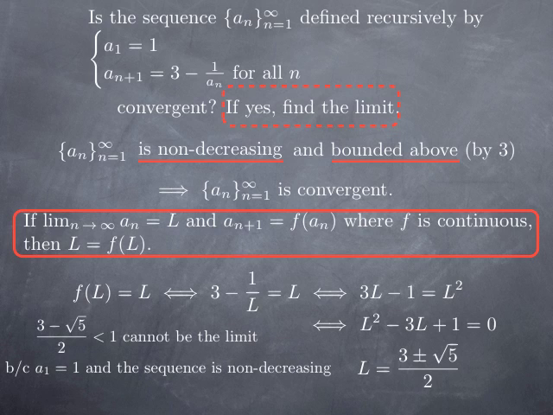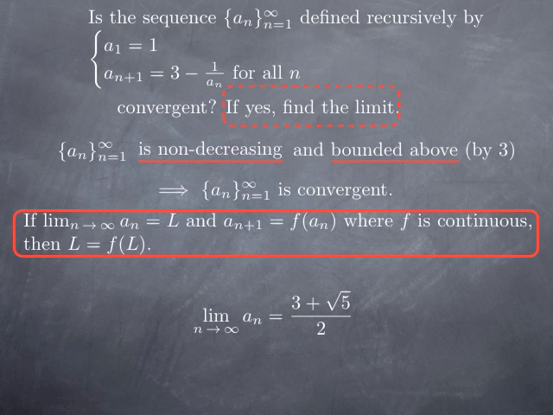Well, (3 minus root 5) over 2 is less than 1, because root 5 is more than 2. And so it cannot be the limit, because our sequence starts at 1 with a_1 equal 1, and then it's non-decreasing. So certainly it cannot approach a value less than 1. And that leaves us only one choice, which is that the limit of the sequence, which we know exists, has to be (3 plus root 5) over 2.